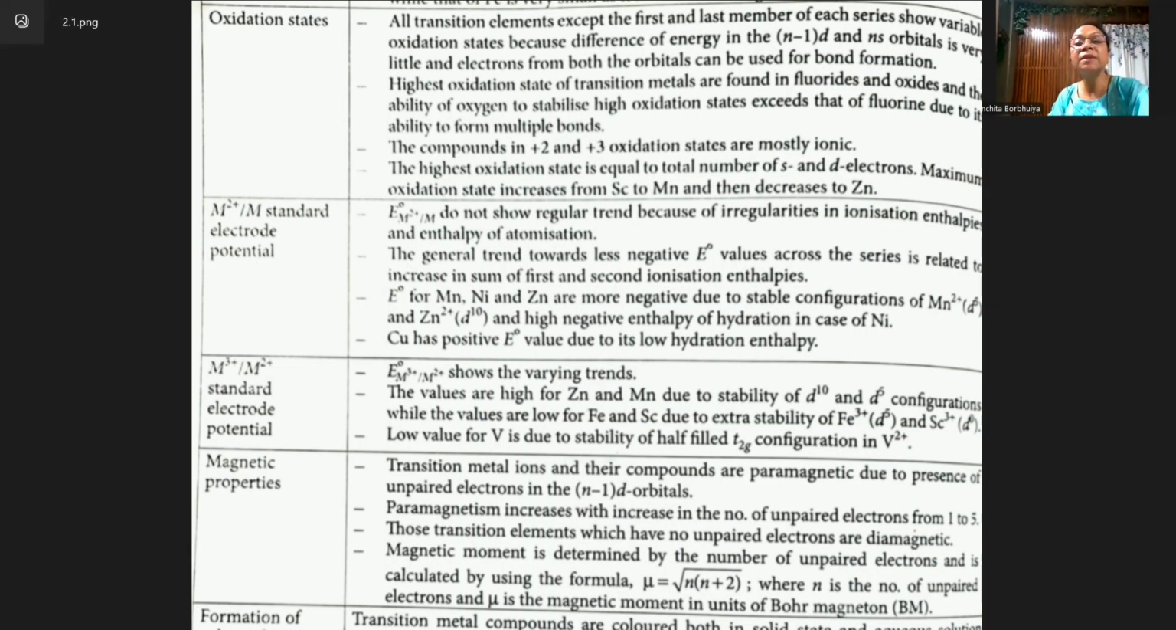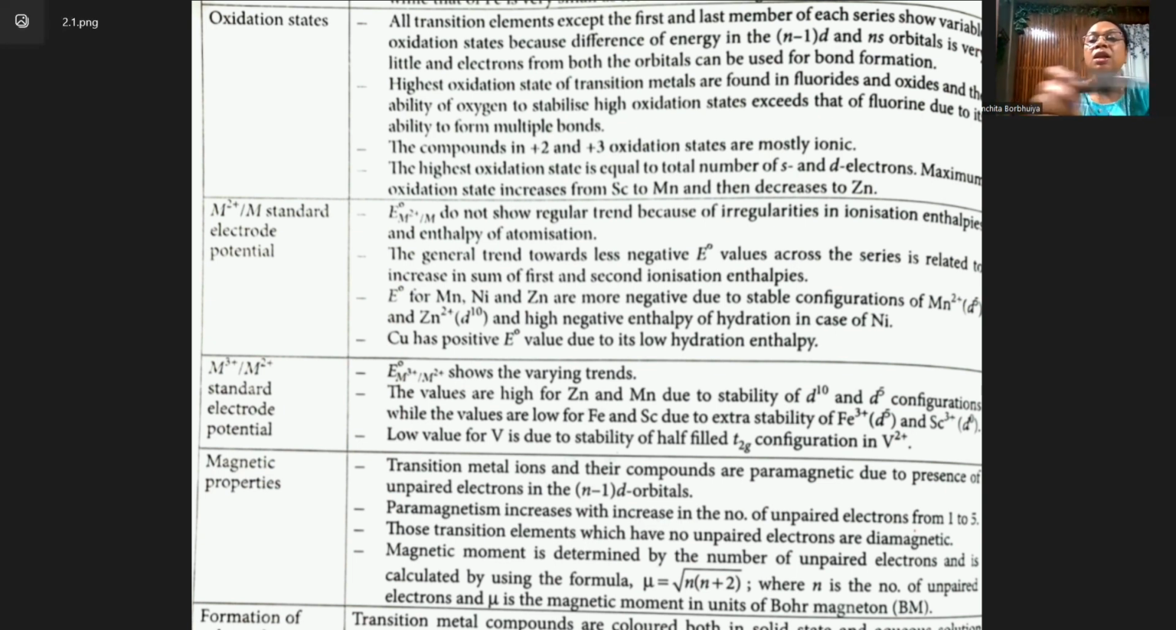All the transition elements, excepting the first and the last member of this series, the first member like scandium or yttrium or lanthanum or actinium, do not show variable oxidation states because the difference in energy between the n-1 d and the ns orbitals is very little, and the electrons from both the orbitals can be used for bond formation. So the first and the last member of this series do not show variable oxidation states because zinc will only lose 2 electrons. Scandium will have a tendency to lose 3 electrons. So variable oxidation states of +2 here, +3 there, are rare with the first or the last element of the series.